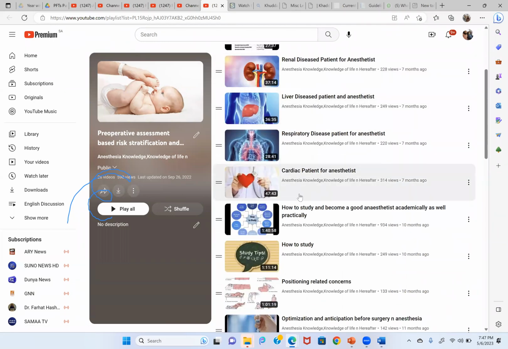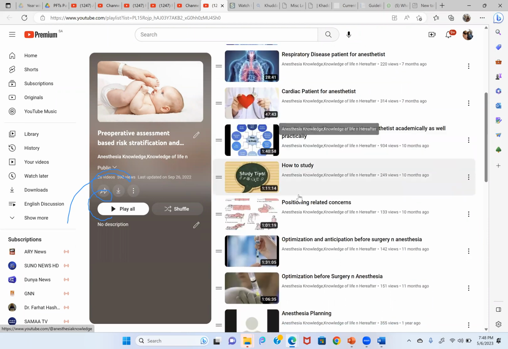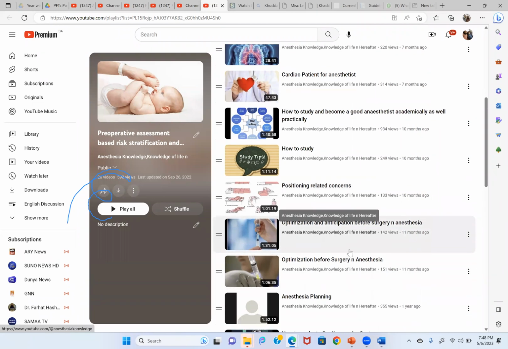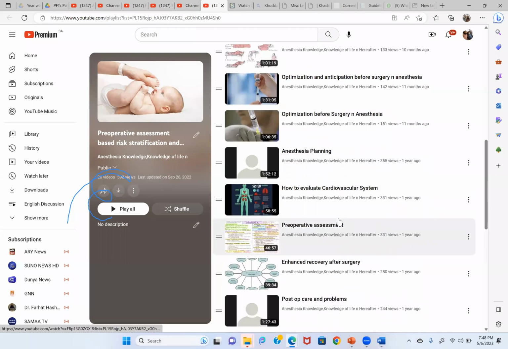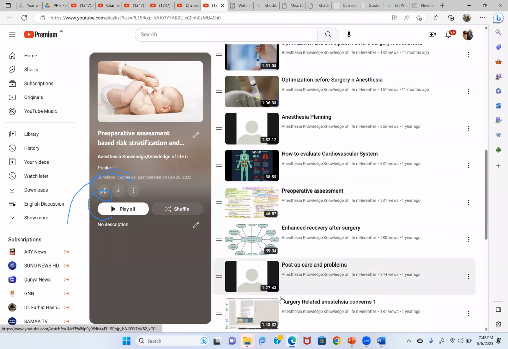Remember one thing, anesthesia is all planning. If you are able to have a nice plan, then the rest of the things will become very easy. So planning, optimization and anticipation before surgery, the same thing which I have discussed here. Anesthesia planning is the one which is more important. So thanks a lot.